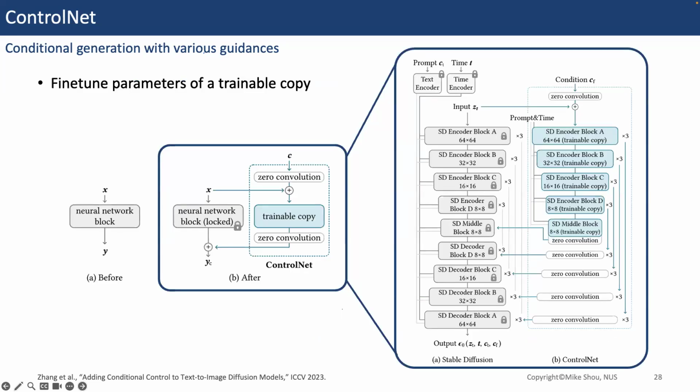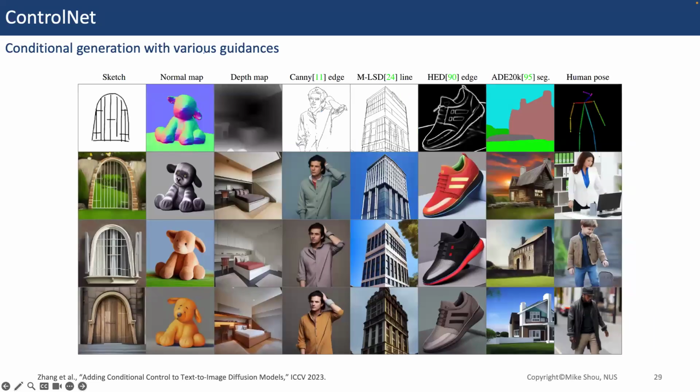And the control net is designed by making a copy of the original stable diffusion model and then modifying only the copy part. The copy part includes additional conditions such as an edge map or human pose map as input. The output from this modified part is then fused with the output of the original stable diffusion. So this allows control net to handle a variety of conditions like sketch, depth, and more.